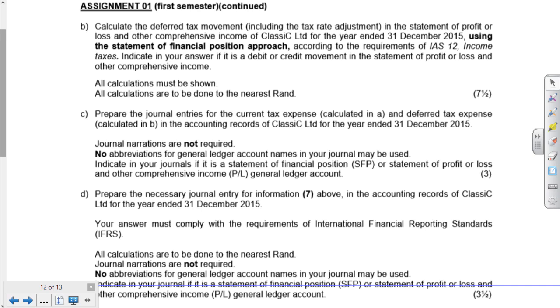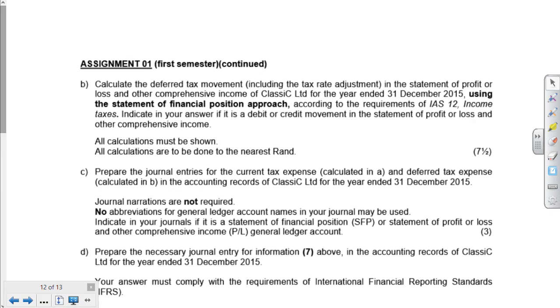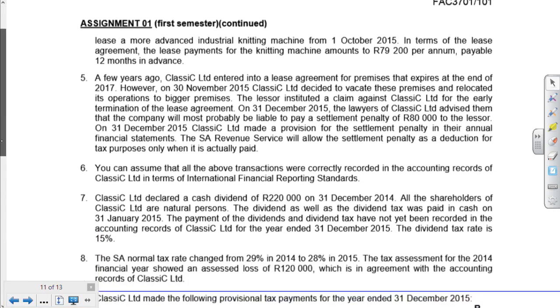Journal narrations are not required, so that was 3 marks. D is the one which is for the dividend. D says prepare the necessary journal, and it's also small, 3.5 marks. Prepare the necessary journal for number 7 in the accounting records for the year ended 31 December 15. So if we look at number 7, we've been ignoring 7 until now.